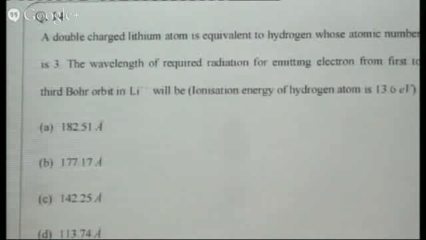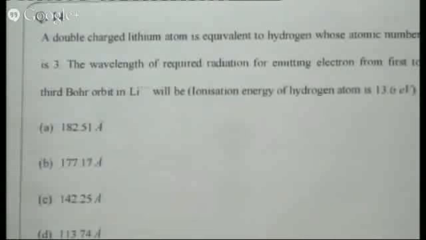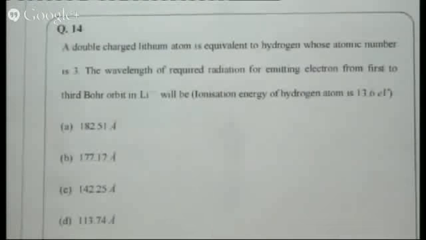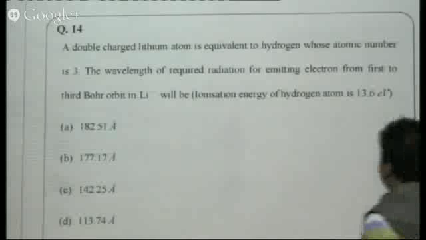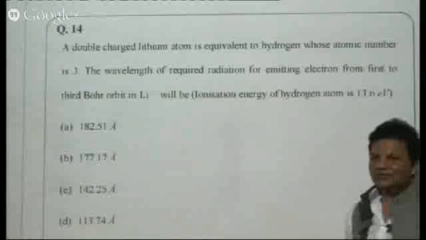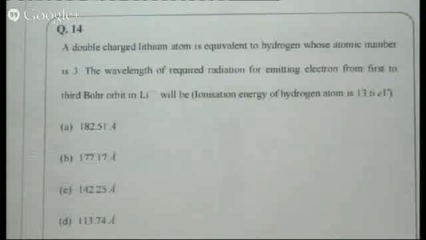A doubly charged lithium atom is equivalent to hydrogen whose atomic number is 3. The wavelength of required radiation for emitting electron from the first to the third Bohr's orbit will be how much? Now see, in this question, hasn't he mentioned that the ionization energy of hydrogen is 13.6? So that means you don't have to take any other value. करके दिखाओ.